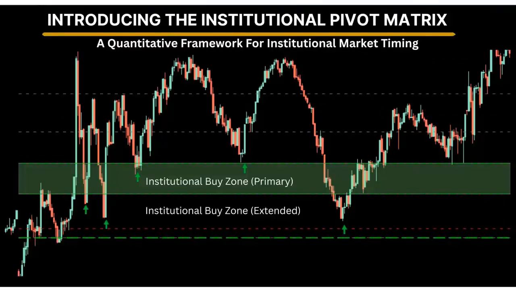The Institutional Pivot Matrix identifies where institutions accumulate positions and where they distribute inventory back into the market. These zones are derived from structural price ranges and expanded using quantitative projection models. Primary zones represent high-probability reaction areas, while secondary zones define deeper institutional positioning levels.